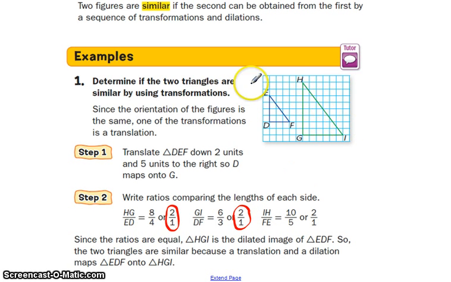And then you can do the same sides, you can do the diagonals as well. HI has a length of 10, FE has a length of 5, and again we have a ratio of 2 to 1. So because all of these ratios are the same, it is a dilation. Okay, and we can say the two triangles are similar because we used a dilation and a translation. This is just like lesson 1, except now we're throwing in dilations. Okay?